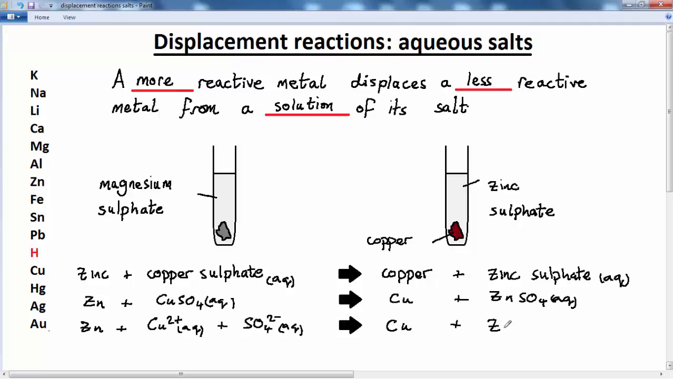So we now get a solution of zinc 2+ ions plus the sulfate ions. They remain there. Now it's these copper ions which give this dark blue colour to the copper sulfate, and the zinc ions are now colourless. They just result in a clear, colourless, transparent solution.